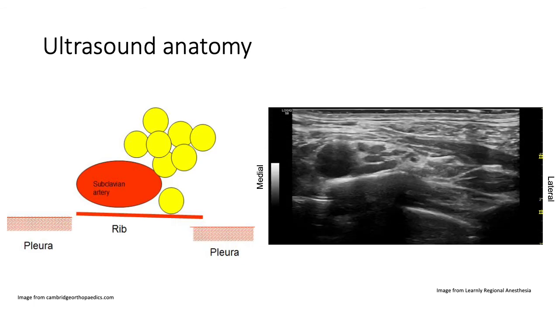Here's what the block looks like under ultrasound. So that's the subclavian artery, brachial plexus, the rib, and then the pleura. When you're doing this block, you should be able to have all 4 of these structures in your view before you start. This blue arrow indicates the path that your needle will take when you are doing the nerve block.